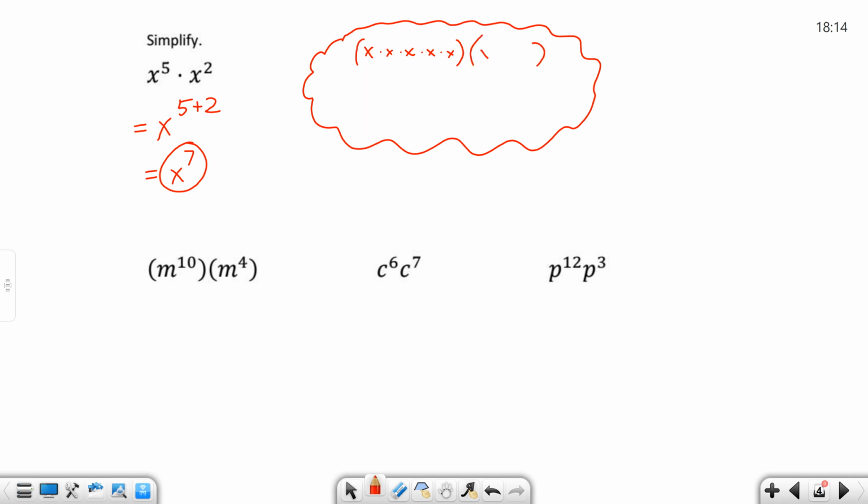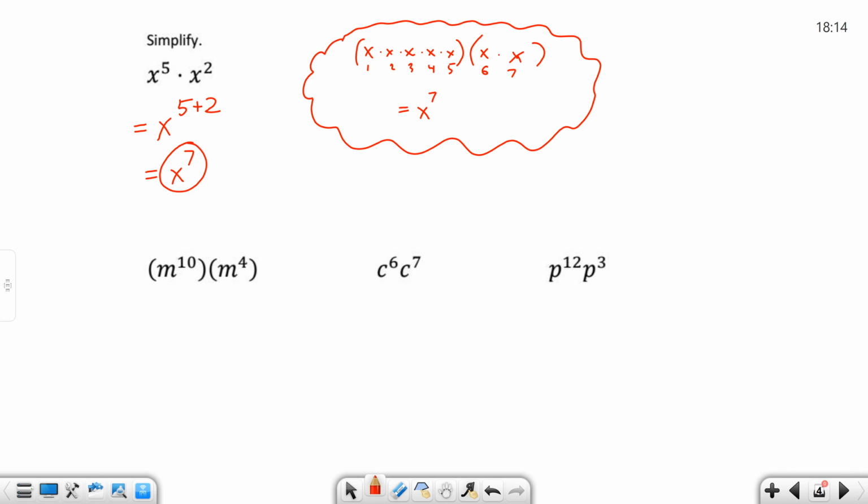Times, what is x squared? It means x times x, two of them, right? So you have 5 x's times 2 x's, and that really means you have what? 1, 2, 3, 4, 5, 6, 7 total x's all multiplied together. So that's where we get x to the 7th from, because we're multiplying 7 x's together, which is the definition of x to the 7th power. Okay? So think about it writing it out.